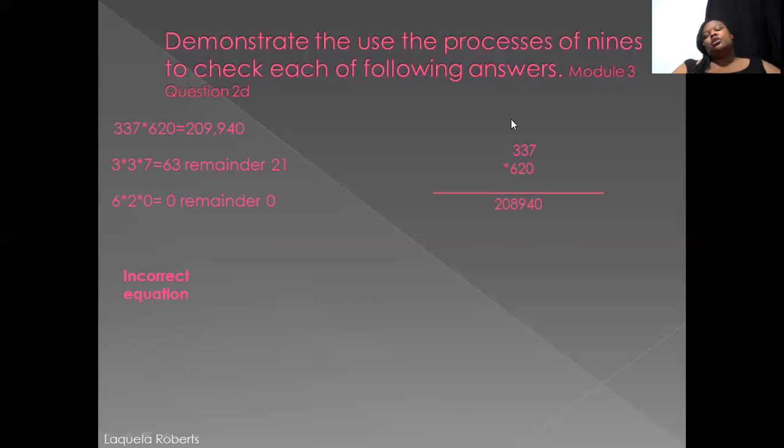So what you'll do is multiply 337 times 620, and that's going to give us 208,940. So this is the one that is correct.